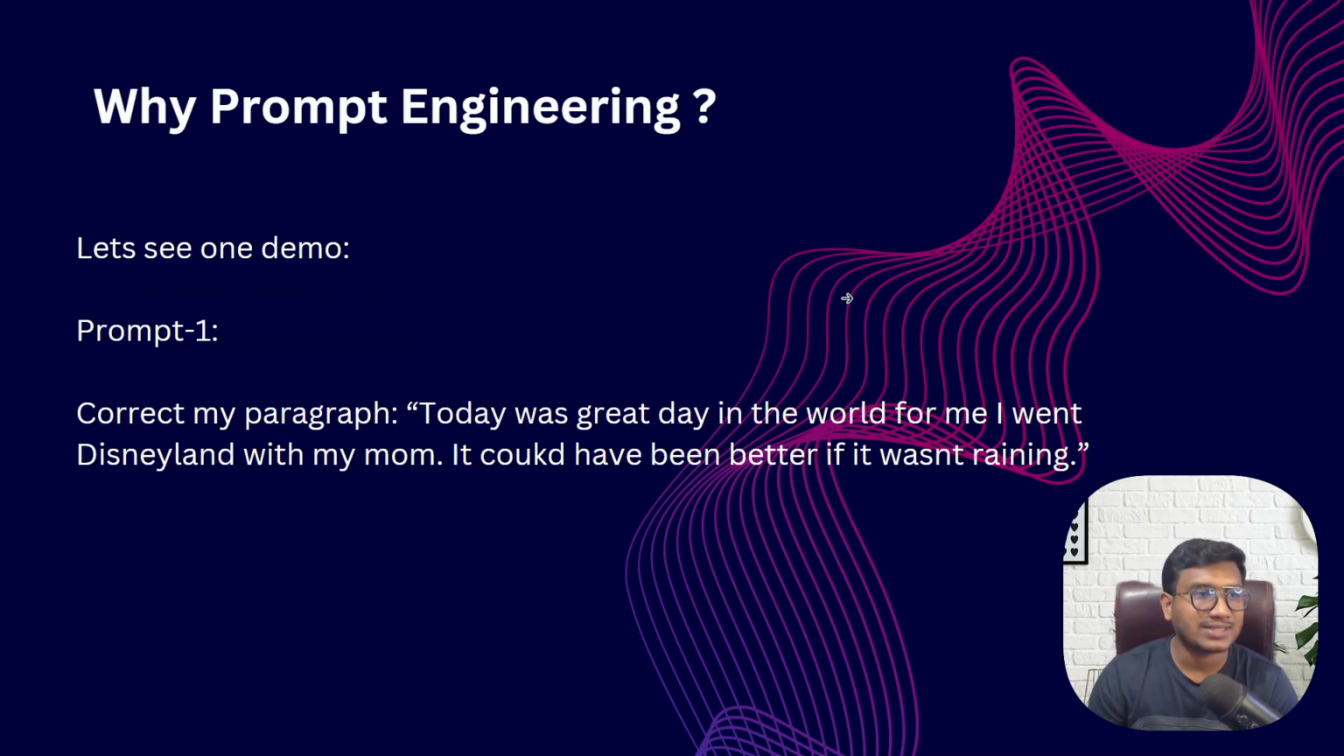Now let's try to understand why prompt engineering. For this I'm going to show you one demo. I think this demo will give you a clear-cut idea why prompt engineering is super important if you want to work with generative AI. Here you can see I have written a prompt: Correct my paragraph. Today was the great day in the world for me. I went Disneyland with my mom. It could have been better if it wasn't raining. You can see some spelling mistakes are there, that means grammatical mistakes are there in this paragraph I have written.